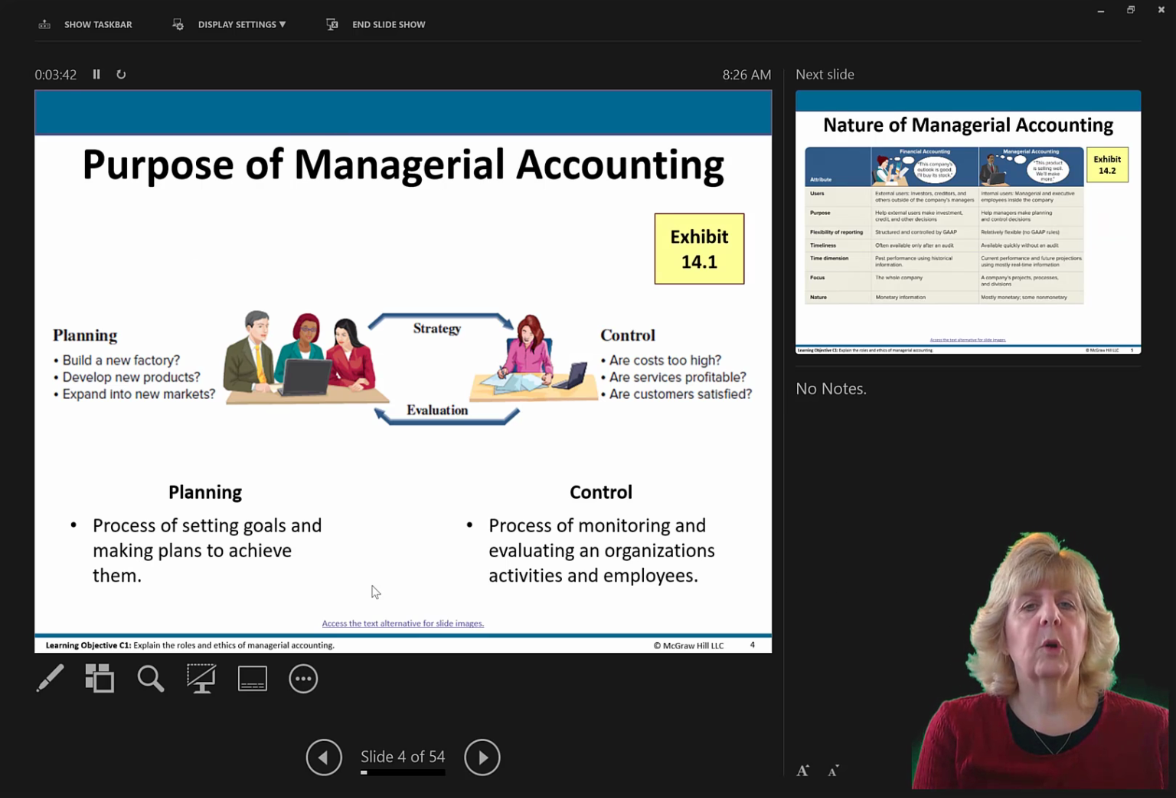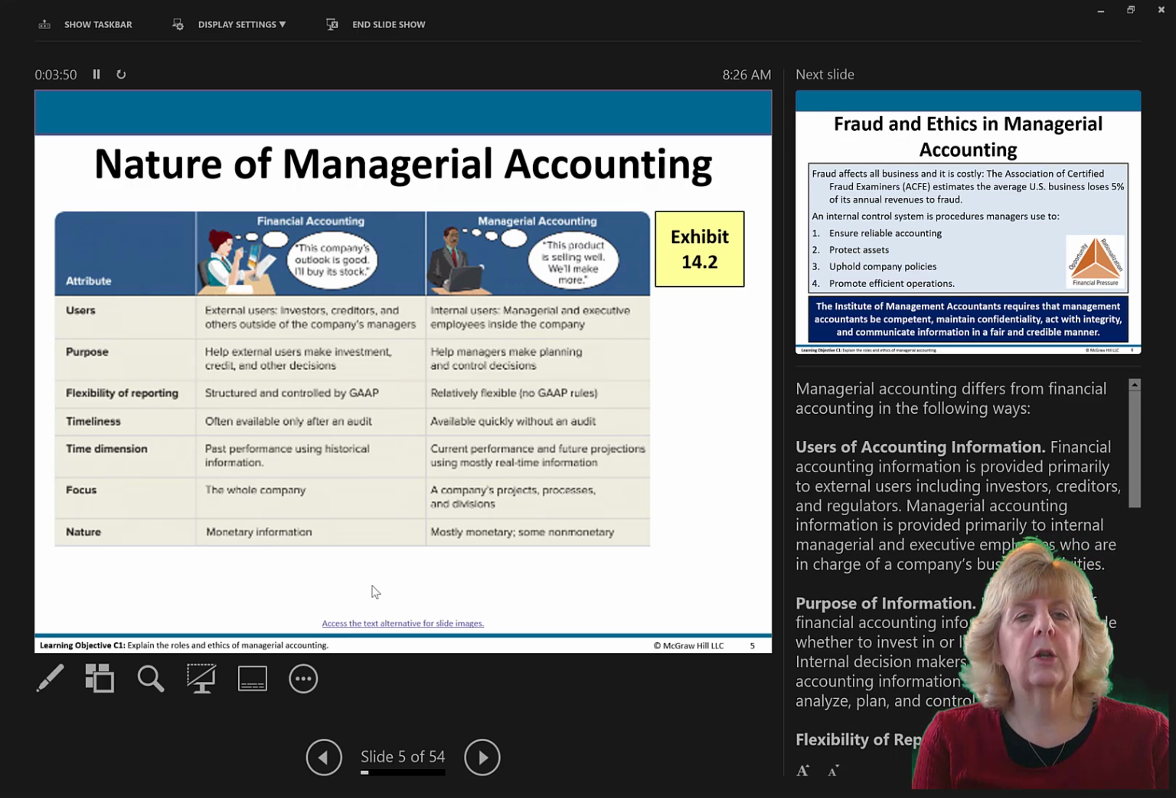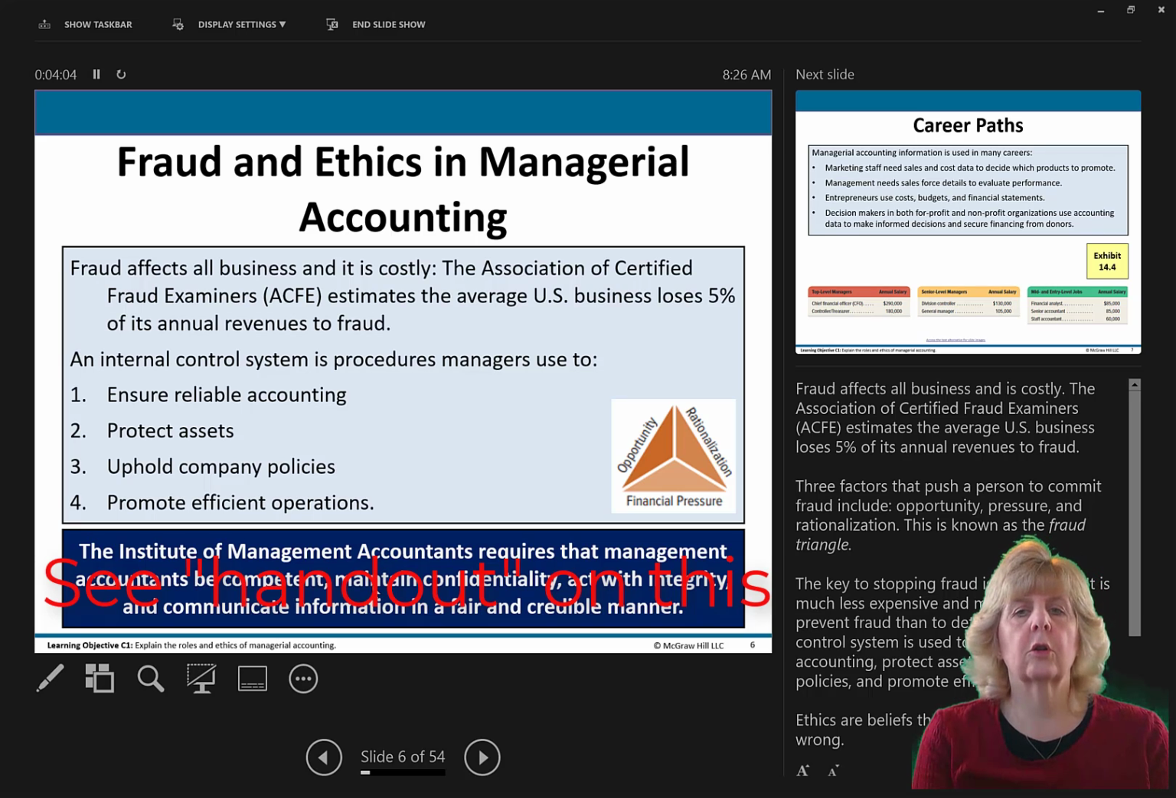Okay, so some purposes of managerial accounting are listed on the screen. I'll let you read those to yourself. The nature of managerial accounting is very different from financial accounting. This screen is a good screenshot of why they're different. Again, I'll let you read through those because I want to get to the harder part of the chapter.